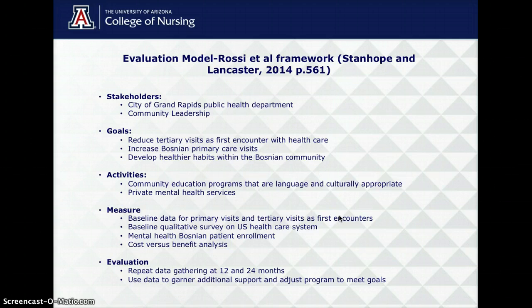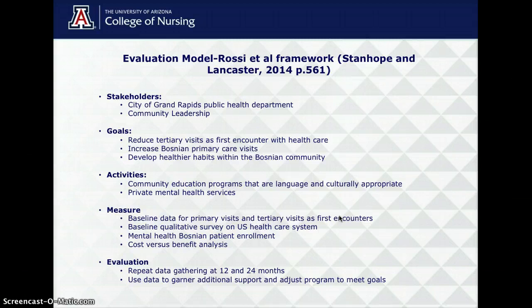It has a list of the stakeholders, which would be the City of Grand Rapids Public Health Department as the main stakeholder and any community leaders. The goal is to reduce tertiary visits as first encounters with healthcare, increase the Bosnian primary care visits, and develop healthier habits within the Bosnian community.